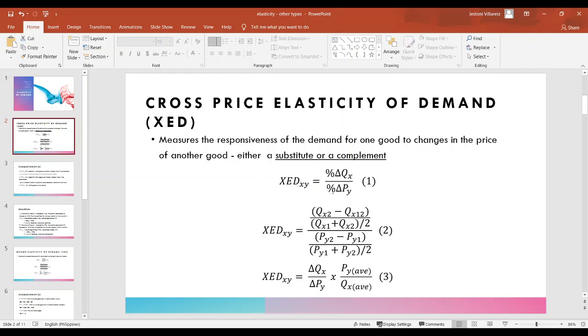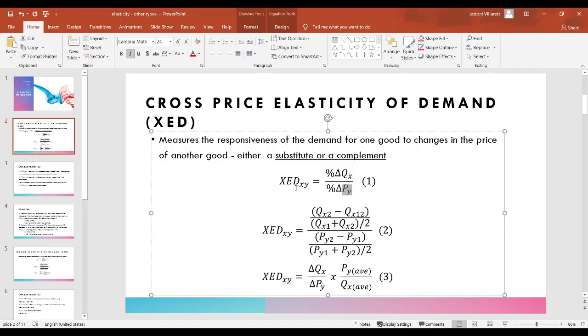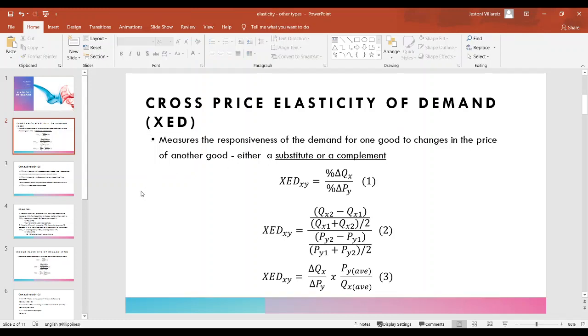The difference lang, because they're following the general formula, the difference is you have to use the price of the other good. Let's say we have two goods X and Y, and you are looking for the XED for good X, then you have to use the price of good Y. Alright, so same process. Now for getting your XED, you can now identify if the two products are a substitute or a complement.